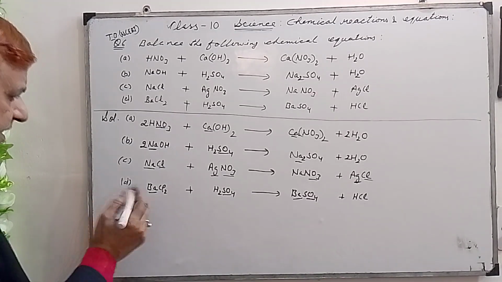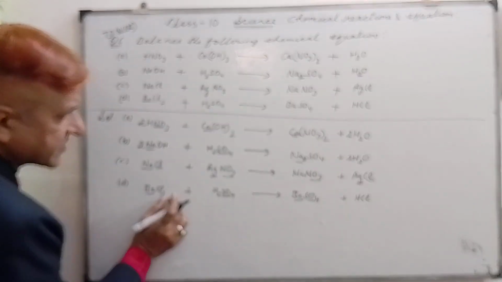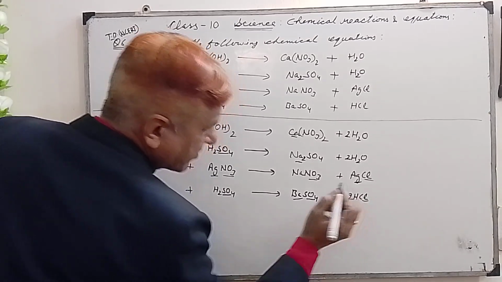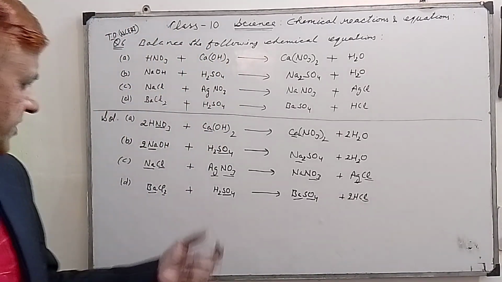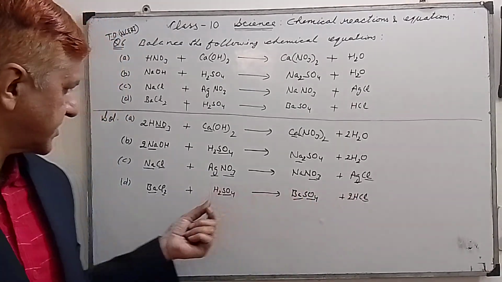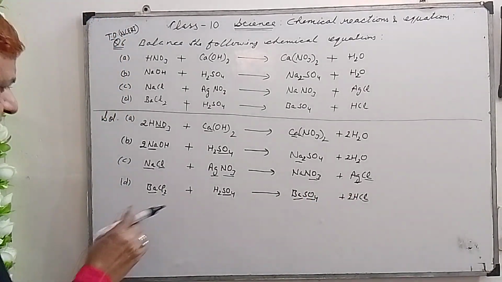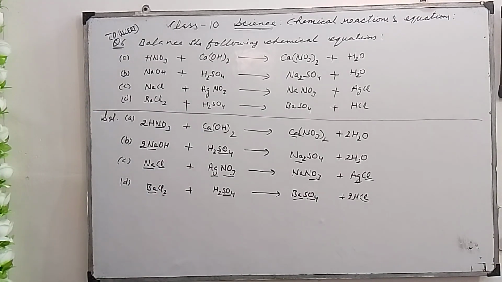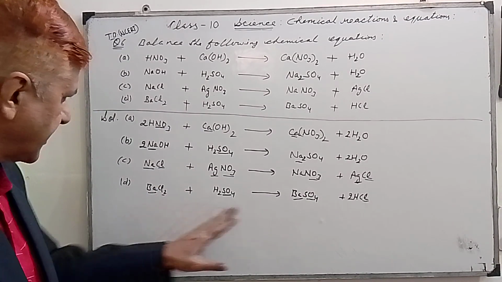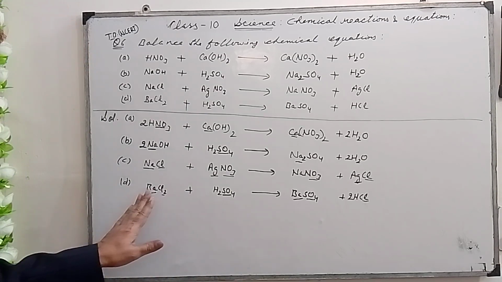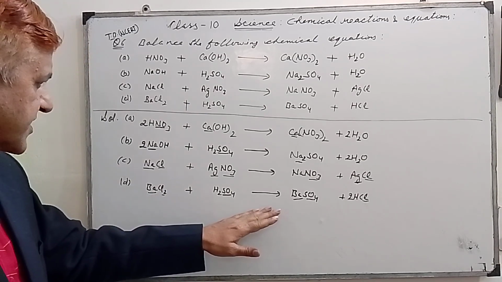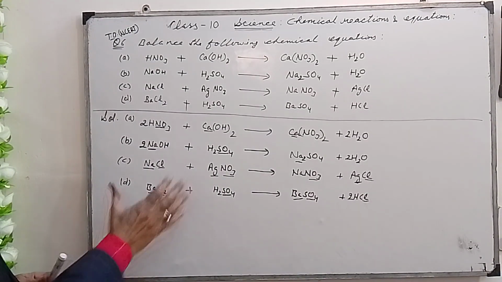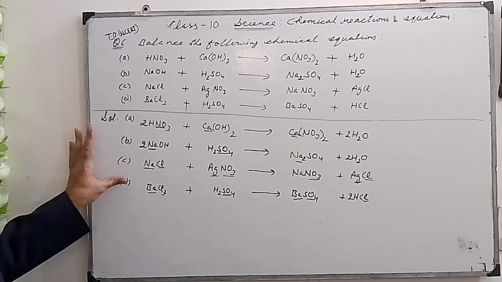Then chlorine, two chlorine atoms in reactants and one chlorine atom in products. So multiply this by 2 so chlorine is also balanced. So chlorine is balanced. Then what is left? So everything is clear. So now this is a balanced chemical equation. So my dear students, this is how to balance a given chemical equation.